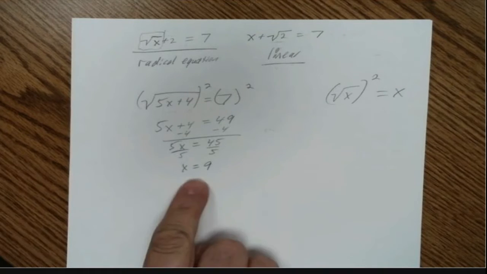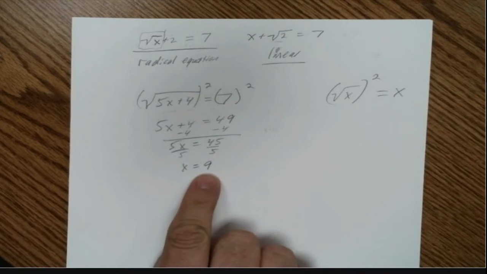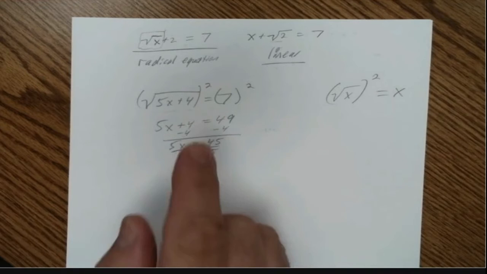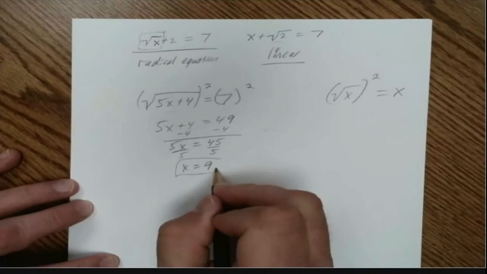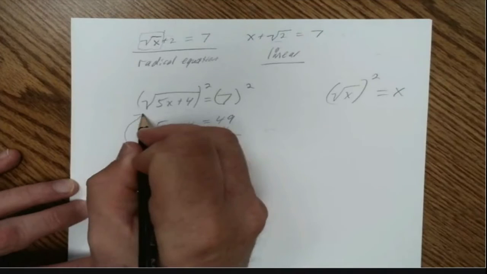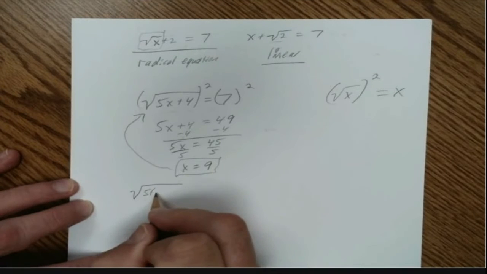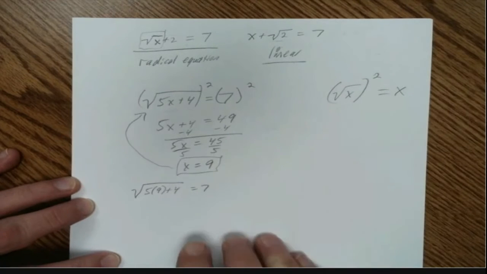So x equals 9. Now here's something with radical expressions. Sometimes you can get answers that are extraneous, which means they're extra. They solve mathematically, but it doesn't actually work. So we always have to check by taking that and going back to the original equation. The square root of 5 times 9 plus 4 equals 7.